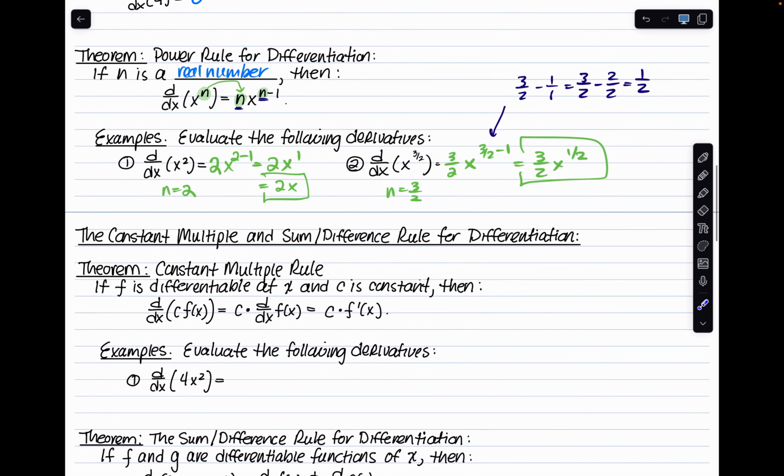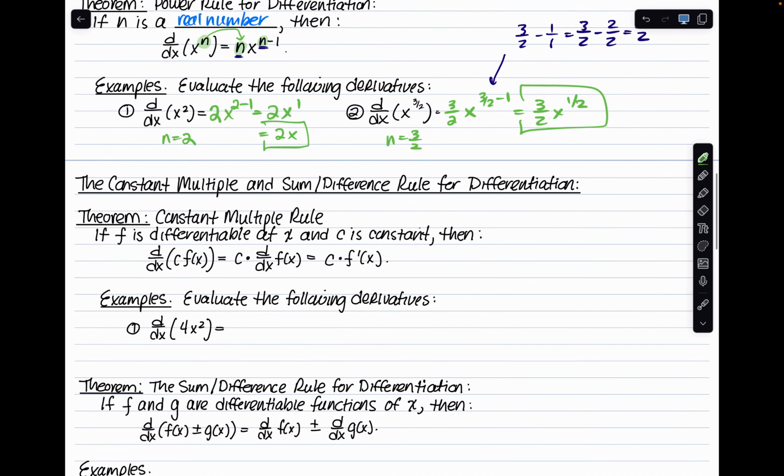Next, we have the constant multiple and the sum and difference rules for differentiation. The constant multiple rule simply allows us to treat a constant number in front of some function as if it really weren't even there. What we'll be able to do is take the derivative of the function that the constant multiplies, find that derivative, and then multiply the constant by the function's derivative after we compute it.